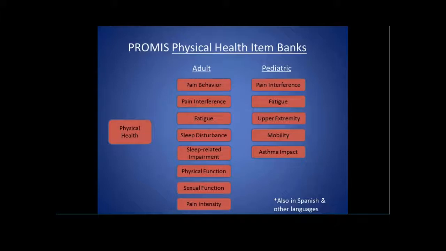These are the item banks that are available today in PROMIS for adults and kids in physical health. You can see measures of pain, fatigue, sleep issues, physical function, sexual function. This is being expanded right now. It's also available in Spanish and other languages, and there's a full list of language availability on the PROMIS website if you're interested.